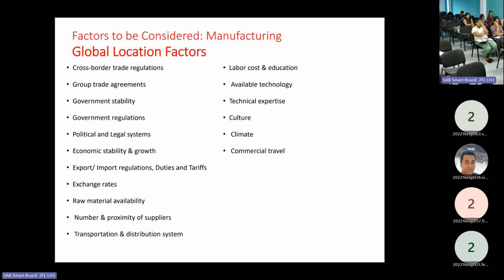Raw material availability, number of suppliers, proximity to suppliers, availability of transportation and distribution systems, and more importantly, labor cost and education in general. Now, check whether you can understand this. We call it global location factors. Clear?